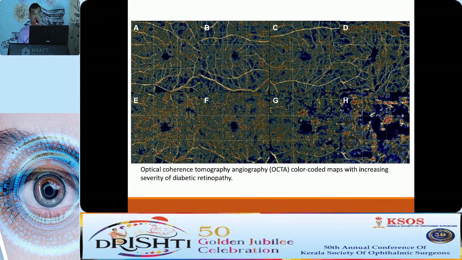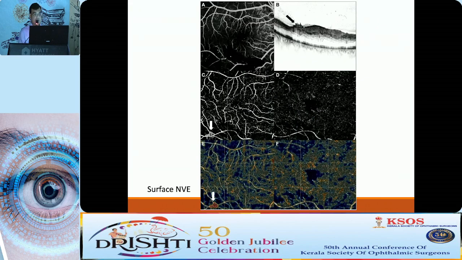This is the OCTA of progression, showing how the diabetic retinopathy is progressing. You can see the CNP, capillary non-perfusion areas, are increasing, which can be very nicely delineated on the OCTA. This is the image in the left lower corner. Surface NV is seen. So NV, abnormal capillary network, can be easily seen.